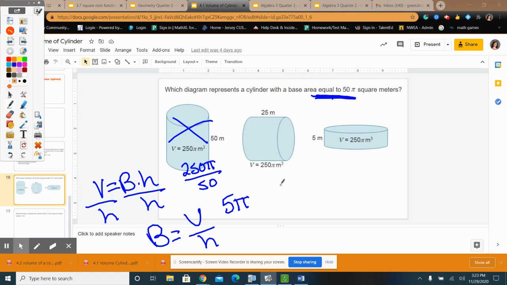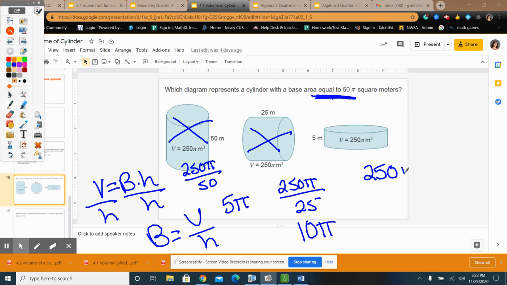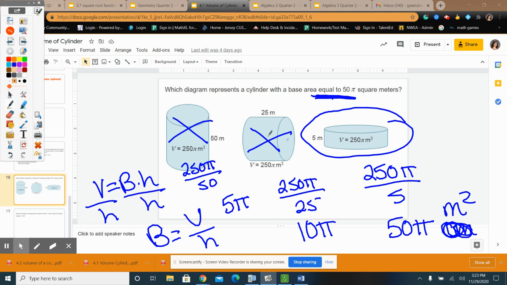Let's try this next guy. 250 pi divided by the height of 25. What would that give me? That'll give me 10 pi, and that's not enough either, so it's not this guy. Better be this last guy. Let's see what happens. 250 pi divided by 5. If you take 250 divided by 5, do we get the 50 we needed? We sure do. There's 50 pi centimeters. Oh, not centimeters, Mrs. Bruto. Meters squared. So it was that third one.